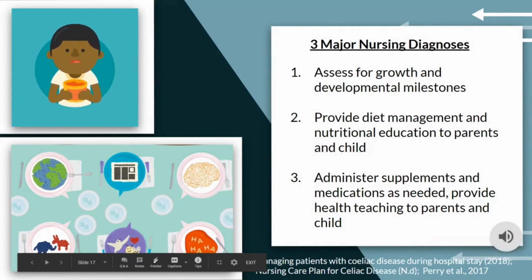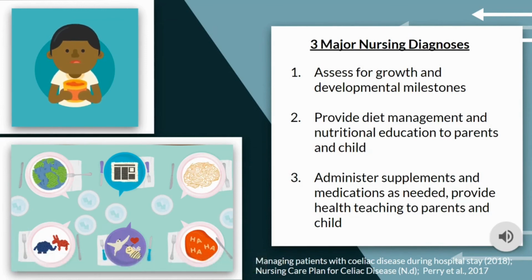Three major nursing diagnoses relating to pediatric celiac disease. First major nursing diagnosis is assessing for growth and developmental milestones. And this is important because children with celiac disease experience malabsorption in protein, carbs, vitamins, and minerals. And this can cause issues in their growth and meeting milestones compared to a regular diet child. Children can have slower stunted growth and delays in puberty, and it is crucial for nurses to monitor their growth, especially in this population with any GI-related conditions.